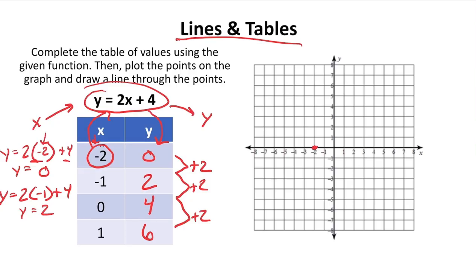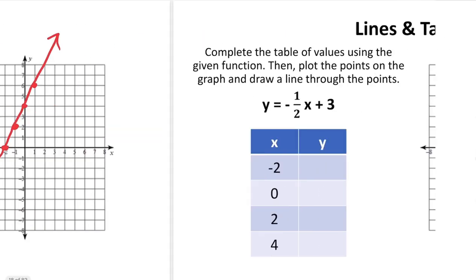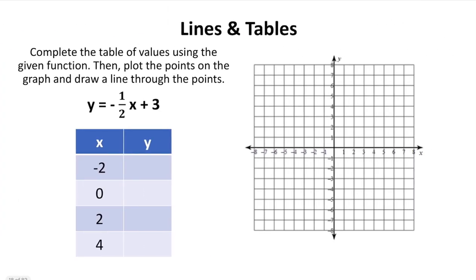Negative 2, 0 is right here. Negative 1, 2 is right here. 0, 4 is here. 1, 6 is here. And then you just try and draw your line as straight as possible, and that's your line. So the line y equals 2x plus 4 looks like this when you graph it, okay? Why don't you pause this one, see if you can do it, and then we'll work it, okay?